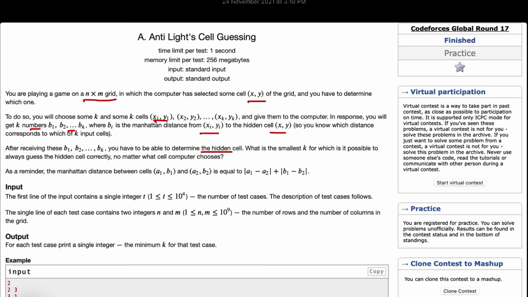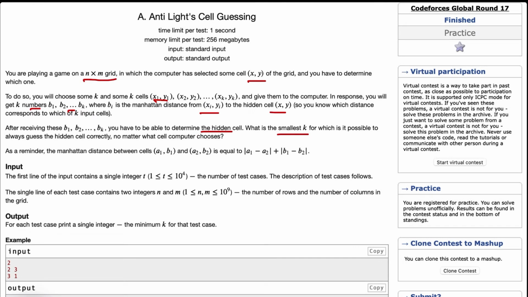Now the main question is what is the smallest k for which it is possible to always guess the hidden cell correctly, no matter what cell the computer chooses. So we'll be given the grid, and after that we have to ask the Manhattan distance for some cells, and after that we have to guess which is the hidden cell. What is the minimum number of queries that we have to ask for which it is always possible to guess the hidden cell? As a reminder, the Manhattan distance between two cells is the modulus of a1 minus a2 plus the modulus of b1 minus b2.